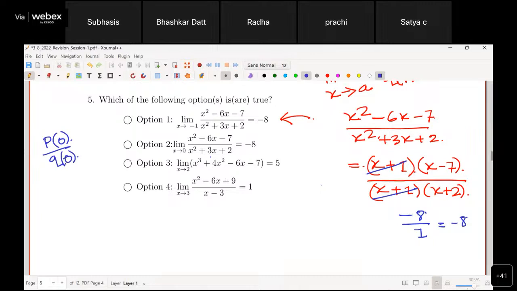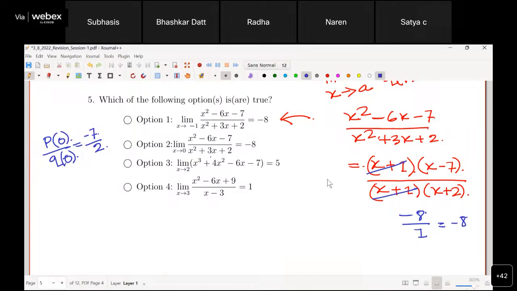Sorry, sir, one doubt. After substituting directly, suppose you get an indeterminate form, then you factorize it, and if you still get it, then do you apply L'Hospital's rule? Yes. No, I'm not talking about L'Hospital's rule right now.